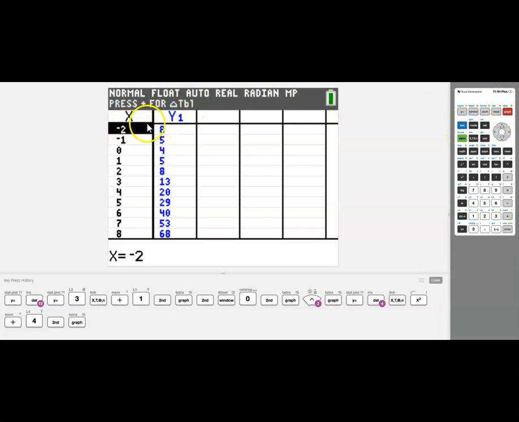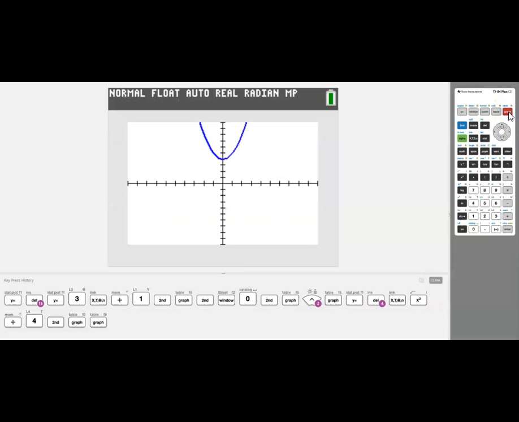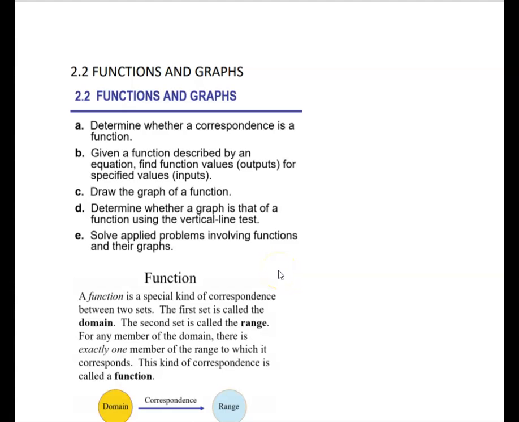and I can write down -2, 8, -1, 5, 0, 4, maybe some positive numbers, 1, 5, 2, and 8, and plot those points. I can also check to make sure my graph is right by hitting graph and looking at it. So I just wanted to take a few minutes and show you how to use the graphing calculator as far as graphing your equations.